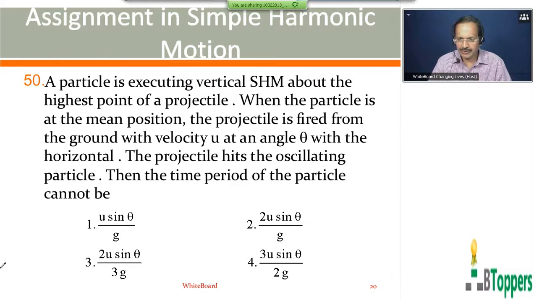I have shown 4 options on the screen. First option u sin theta by g, second option 2u sin theta by g, third option 2u sin theta by 3g, fourth option 3u sin theta by 2g. Come on, take a pause and try this question.